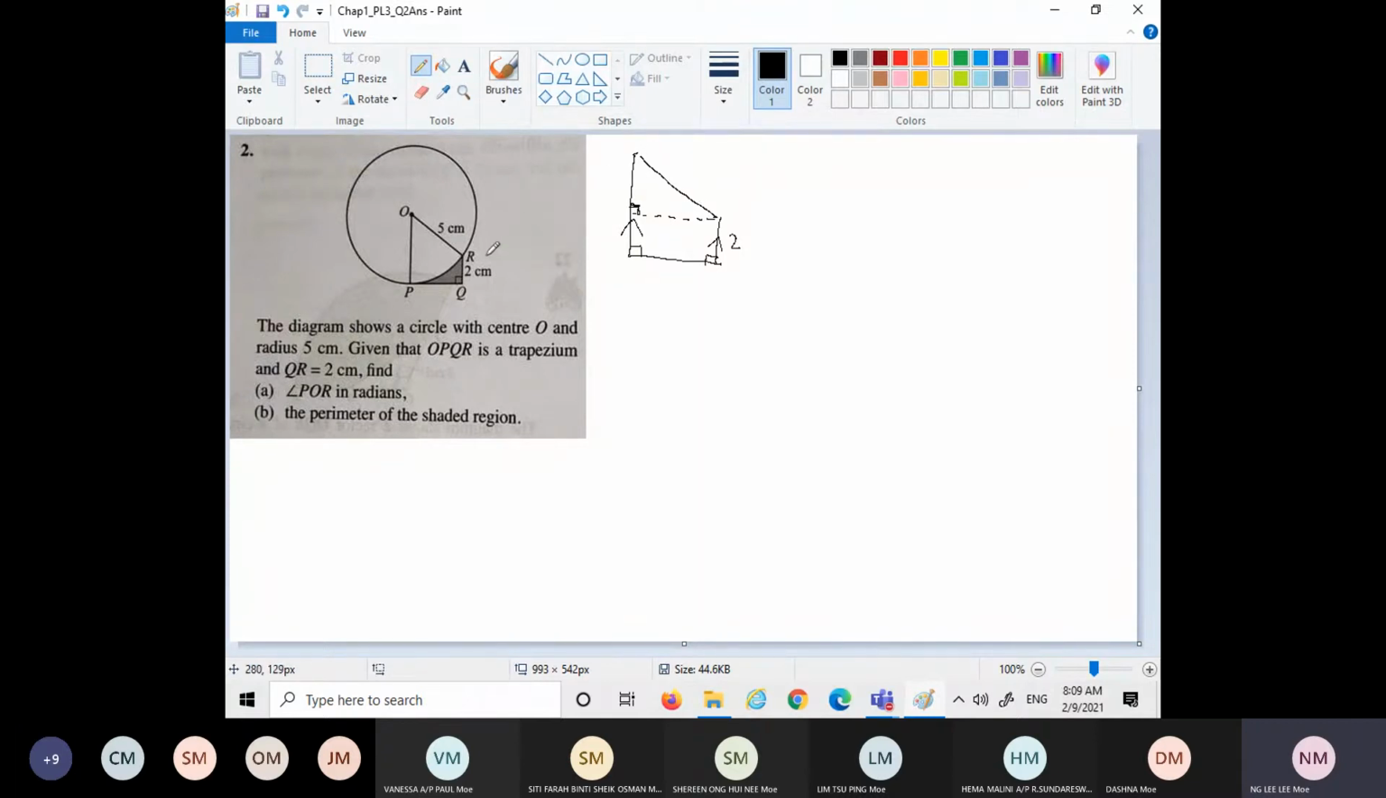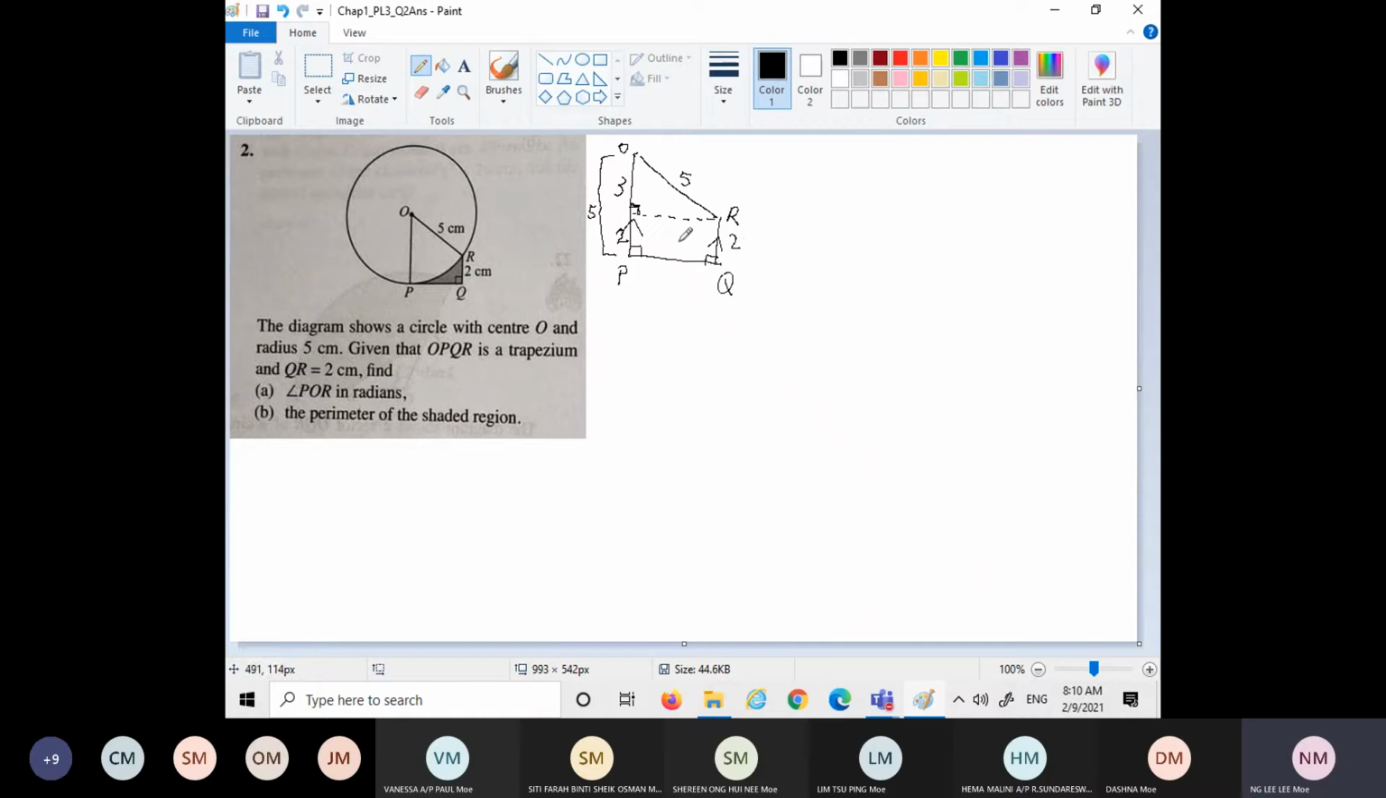If you look back at your original diagram, OR is here. I label OR as 5. Another length is also 5, which is the radius, OP. So the O here, the P here. If this whole thing is 5, and this is a rectangle with 2, so here also is 2. Therefore here is 3. This is how you do it. This is Q.